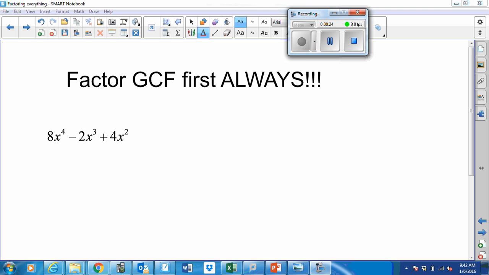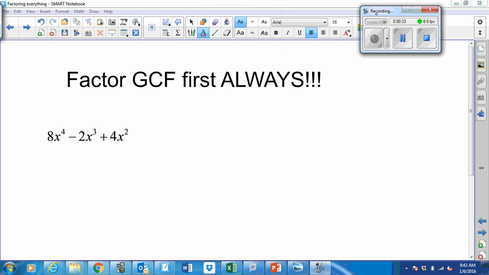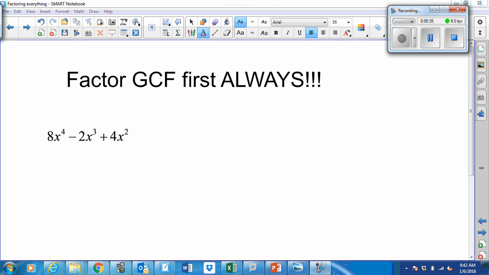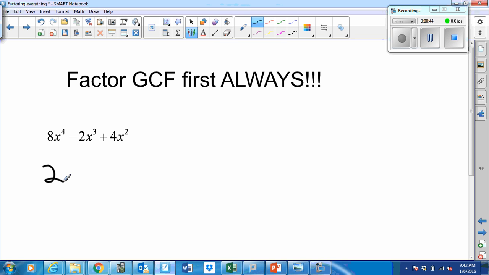And so the first thing you need to know is that when you see factor, you need to first always check and see if you have a greatest common factor or a GCF. And so when I'm looking at this polynomial here, I want to see if there's something that I can pull out of all of the terms. And so I'm looking at the coefficients. I have 8 and 2 and 4. And I know that 2 will go into each of those.